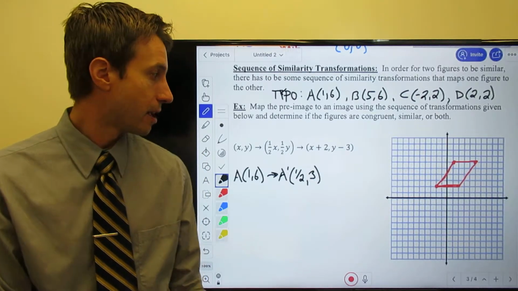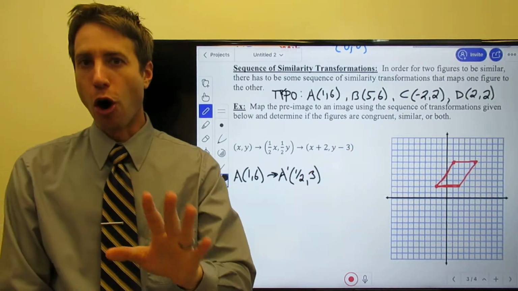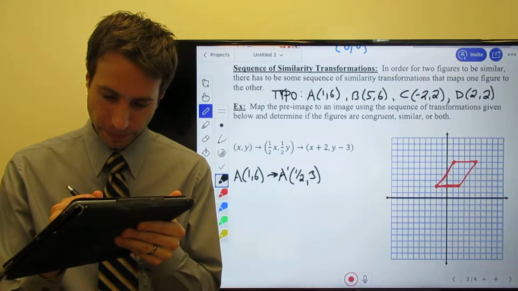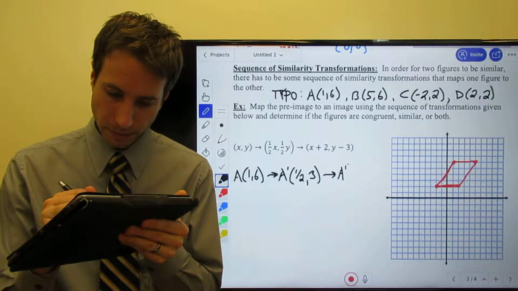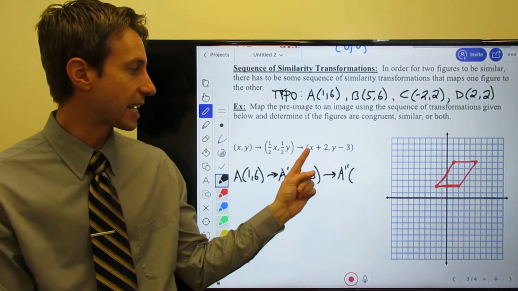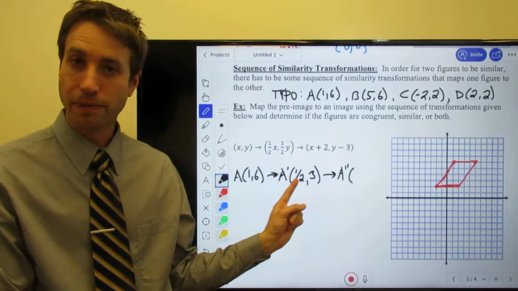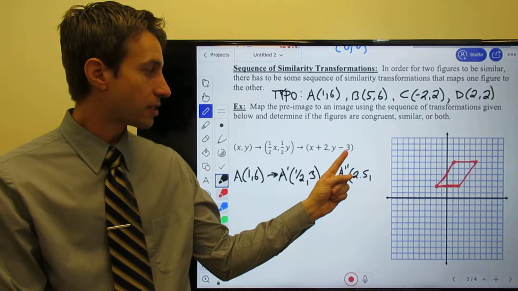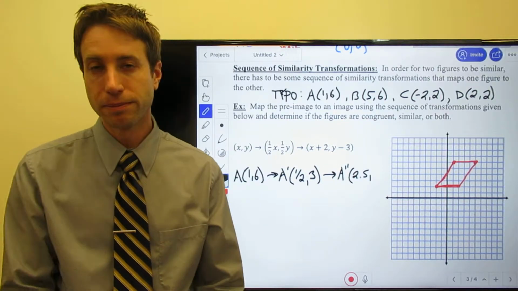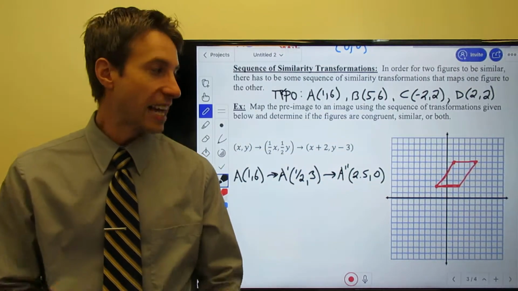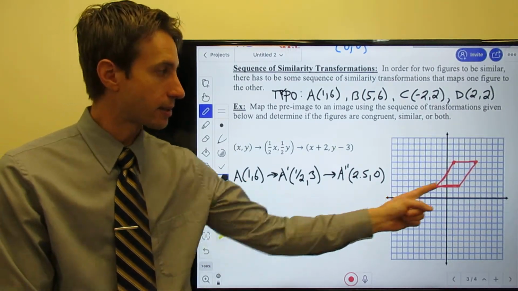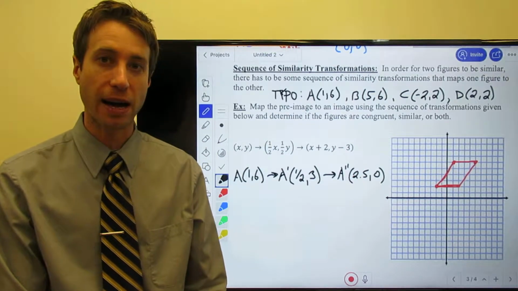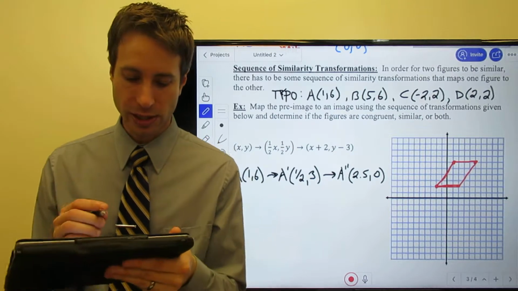Okay, but that's not it. I then have to do this transformation. Hopefully you recognize it as a translation. So it says to take x and add 2. Well, my x is 1/2. So add 2, that's 2.5. This says subtract 3. Well, 3 minus 3 is 0. And so I have my original point, 1, 6, there it is right there. The new point is going to be at 2.5, 0. And that's after doing these transformations.